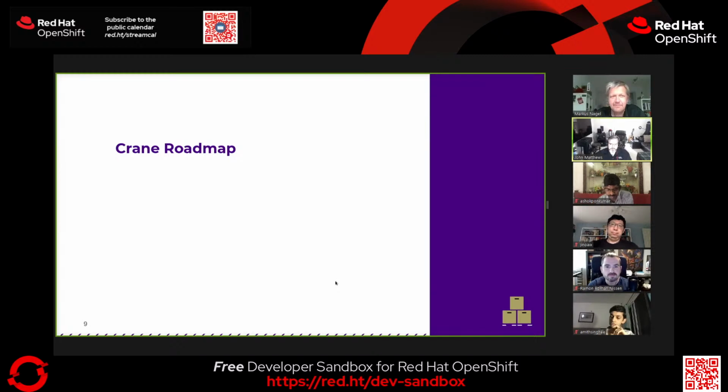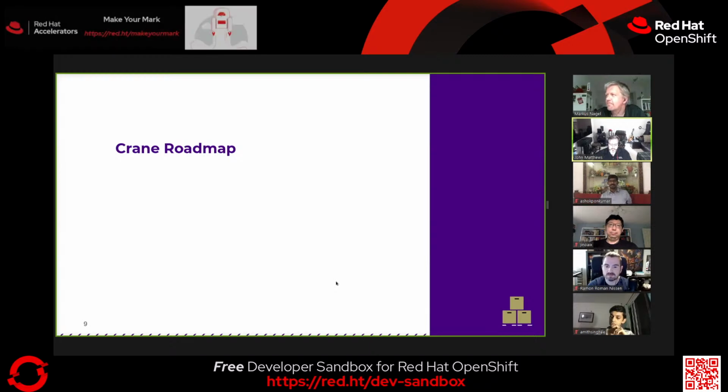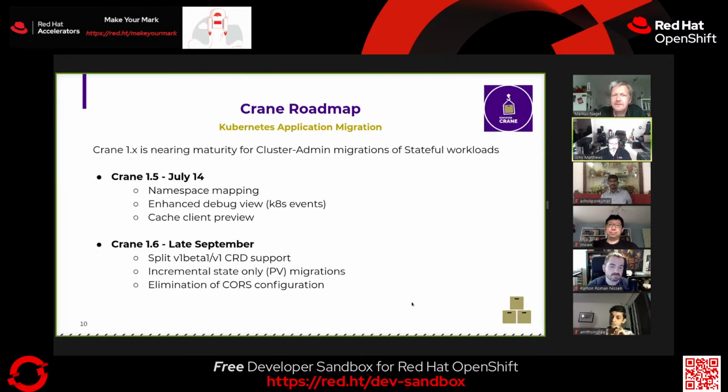Yeah, thanks, Marcus. This is John Matthews. I'm an engineering manager related to Crane, and I'm based out of Raleigh, North Carolina. So Crane 1.x, this is an effort we've been working on now for probably about 2 years, and this is approaching a pretty good maturity state. This is an offering for a cluster admin. So Crane 1.x is all for a cluster admin, and it's to help them to migrate stateful workloads between clusters. Next month, in mid-July, we have a release coming out for Crane 1.5, and we have the namespace mapping support in here that Marcus was talking about.